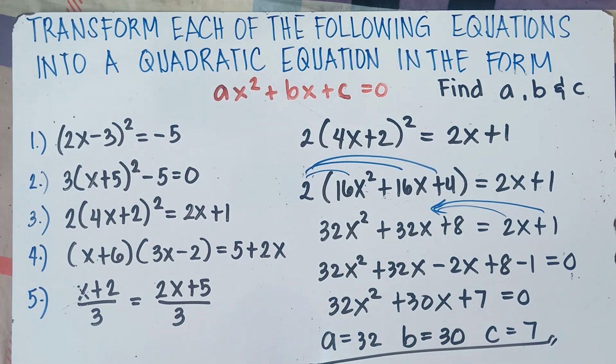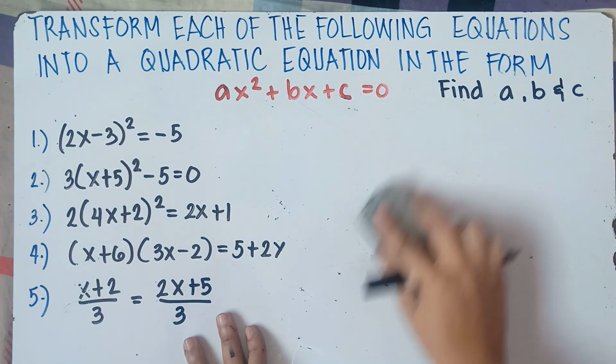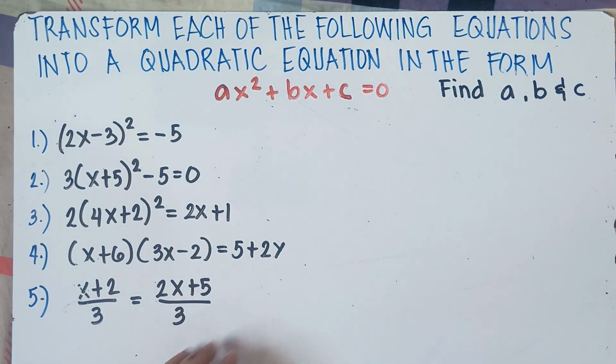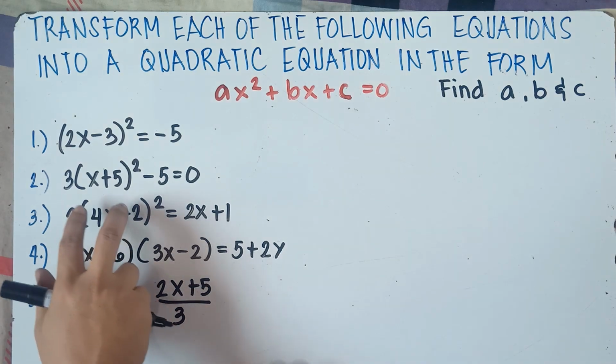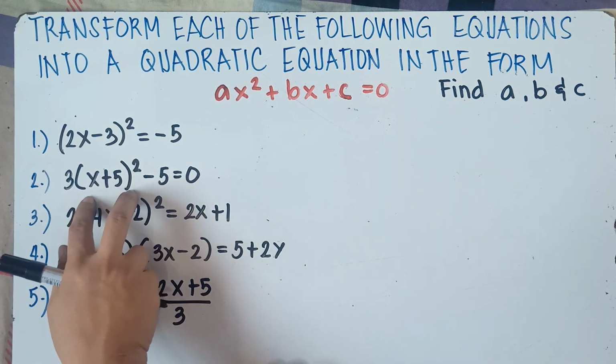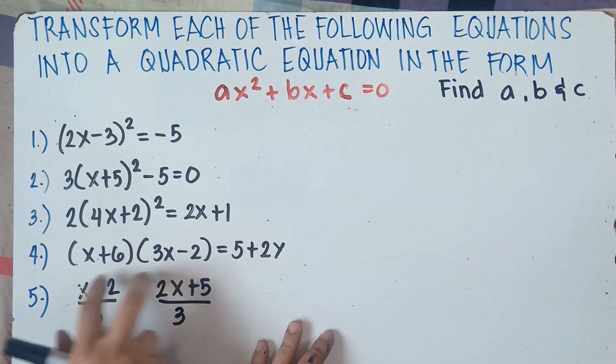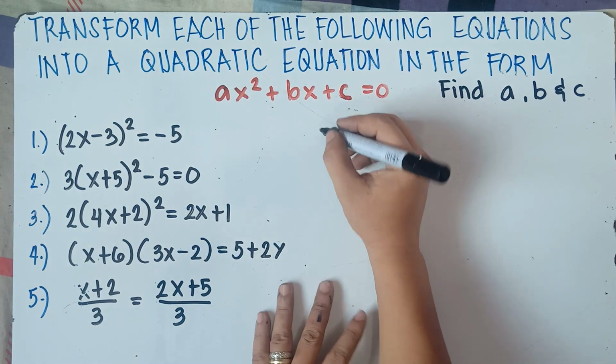Alright, so let's have number 4. Now for number 4 class, we cannot use the square of a binomial because we don't have a binomial raised to the power of 2. We don't have it here for number 4. So therefore, we need to use the FOIL method. So simply use the FOIL method.